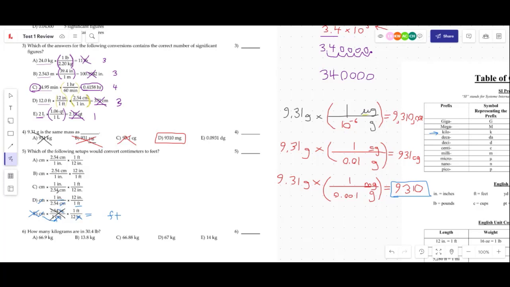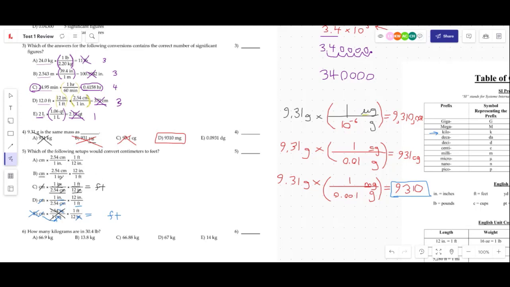You have to always make sure that the top value is equal to the bottom value. 1 inch is 2.54 centimeters, so that is a valid conversion. 12 inches is equal to 1 foot, so that's a valid conversion. And once again, the units cancel out in the same way, but the numbers now actually match. And so this gives you feet as well. So both C and E have the correct unit position, but only C has the numbers in the right place.